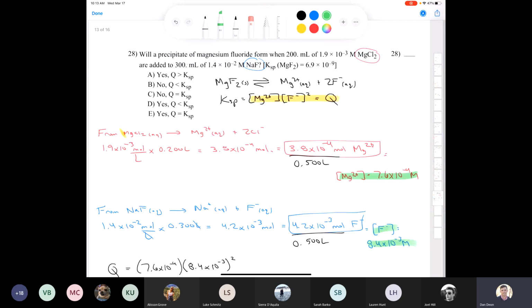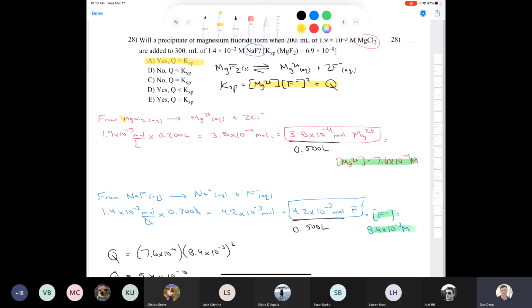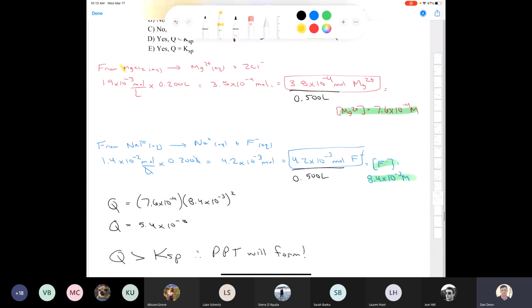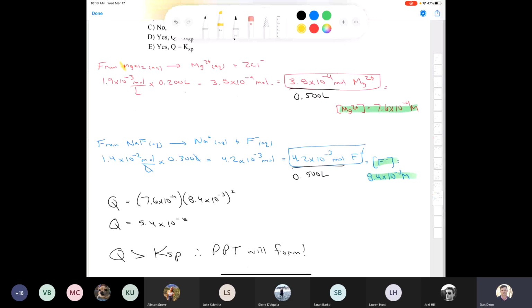So the answer is A. I should have put another one: yes, Q is greater than KSP, and then I should have put a no next to it. Anyhow, whatever. It's too late to go back now. Everybody with me on that one? You can pretty much expect that I'm going to ask a question similar to this on the actual exam, where you have to evaluate a Q, right?